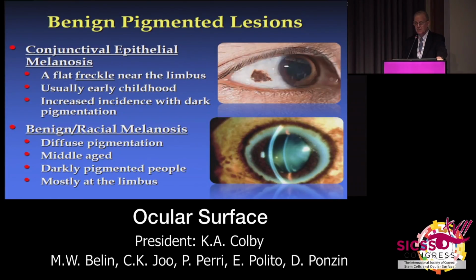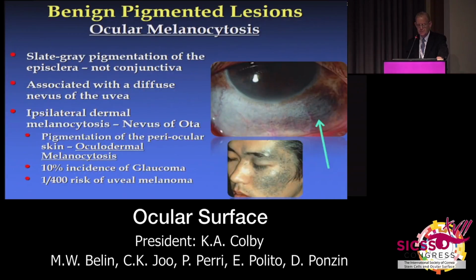Conjunctival epithelial melanosis is really just a fancy word for a freckle. You can see it near the limbus, especially in childhood. And you get increased incidence of a darker freckle with darker pigmented individuals. Benign racial melanosis is diffuse pigmentation, like you see in the bottom picture, occurs more in darkly pigmented individuals, especially in middle age, and tends to be circumferential and close to the limbus. These are benign lesions with low malignant potential. Not zero, but low.